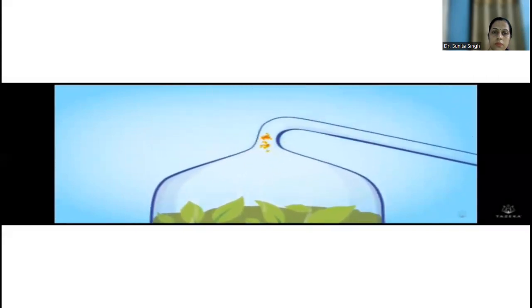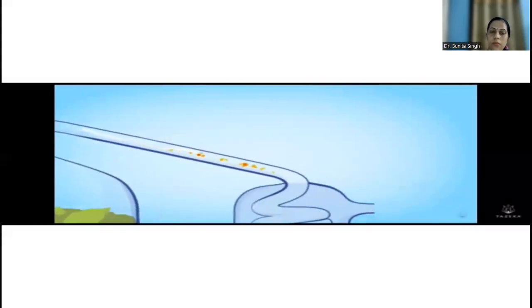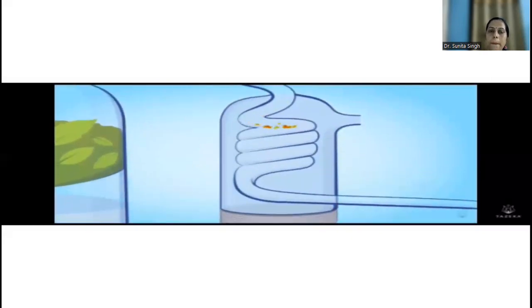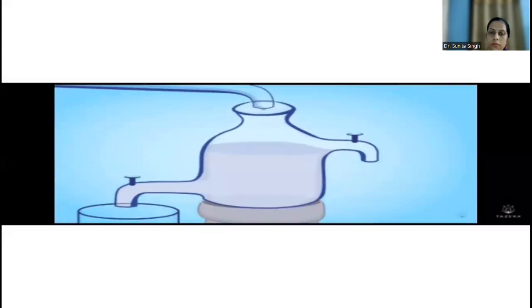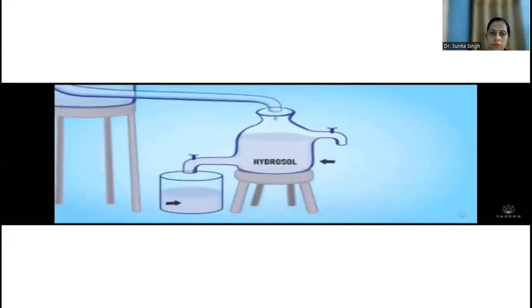The essential oil rises up with the steam, and together the oil and steam pass into a tube. This tube passes through a cold condensing chamber. The cold temperature changes the steam back into liquid, which drips out of the tube. The liquid collects in a new reservoir where the water and oil separate naturally. The water, which is called hydrosol, is left at the bottom, while the oil rises to the top. And lastly, the essential oil can now be collected and bottled.